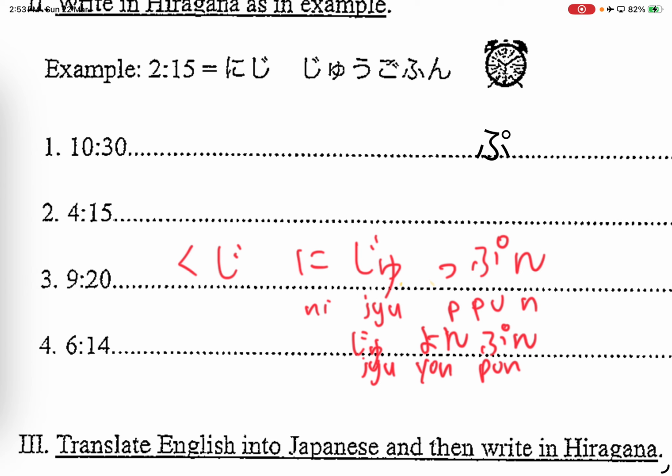9:20. 9時20分. Thank you, 9時20分 is correct. 9時 is not kyuuji. She captured it correctly as well. 9時20分. There's a double consonant sound. 20分, so not nijufun, but nijuppun.